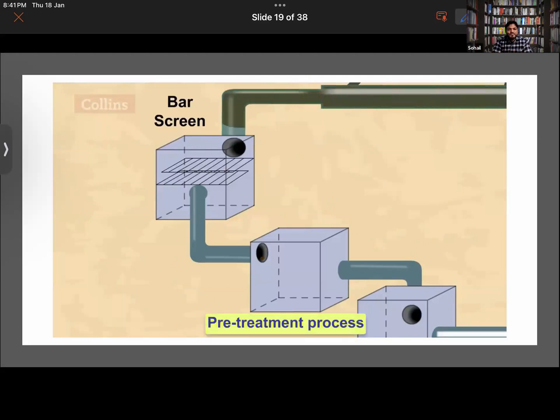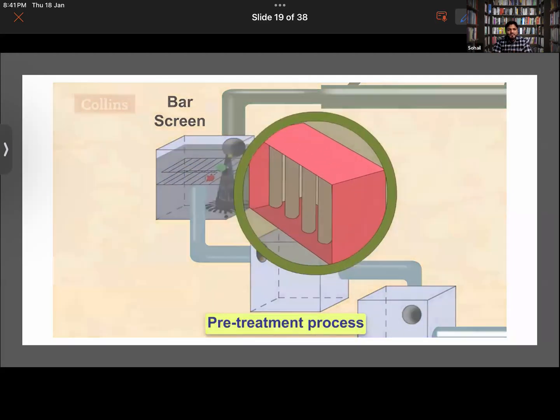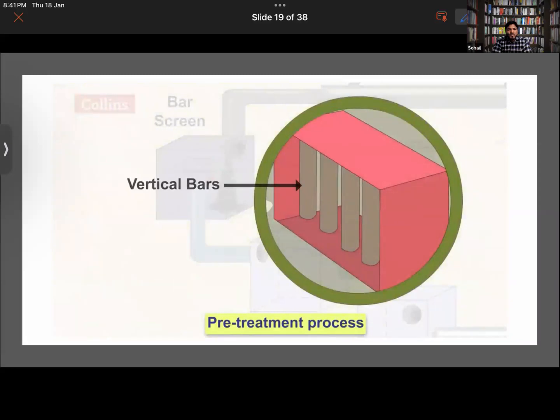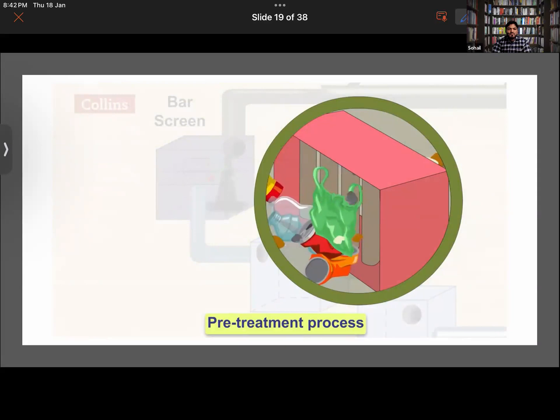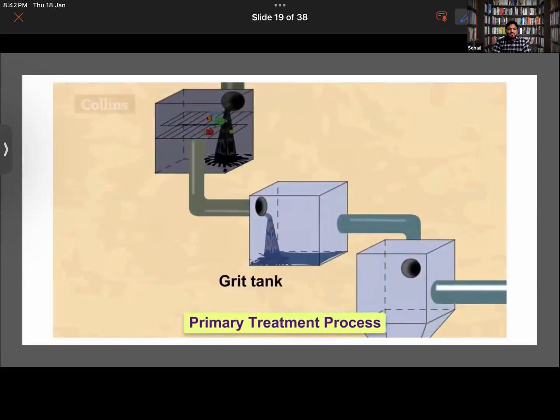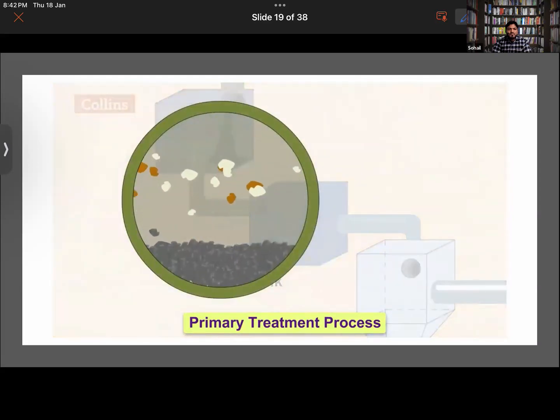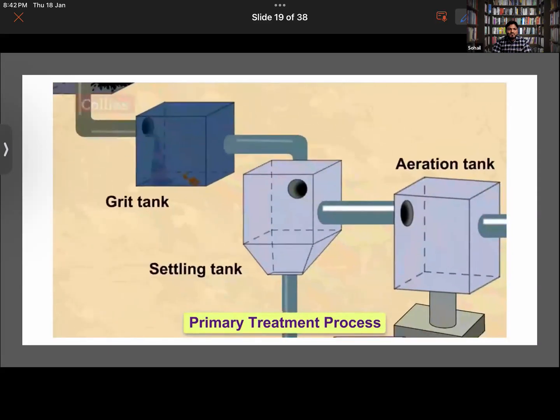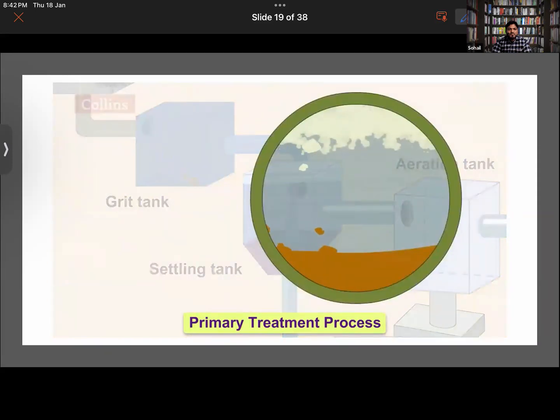The pre-treatment process involves the sewage being sent through grids or vertical bars that can remove large solid substances like metal cans, paper, and plastic materials. In the primary treatment process, the sewage flows through the grit chamber very slowly, so that the sand, pebbles, and soil settle down at the bottom. The sewage flows into the settling tank or sedimentation tank, where the solid wastes like feces are allowed to settle down. Wastes such as soaps, oils, and grease rise to the top of the wastewater.